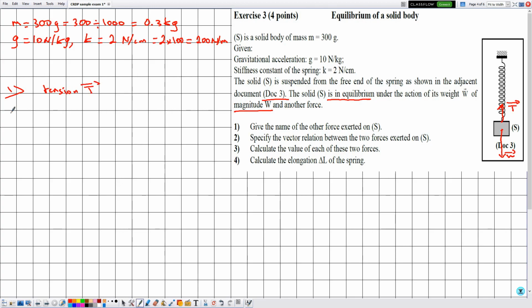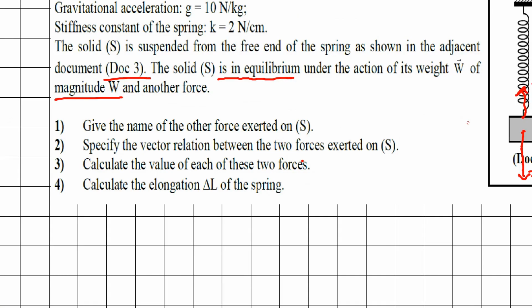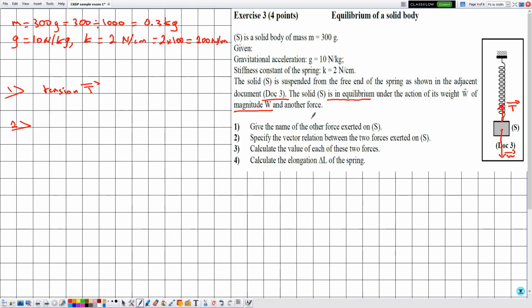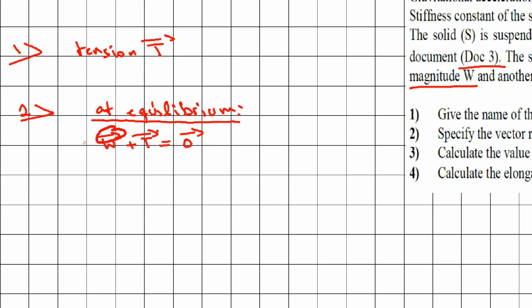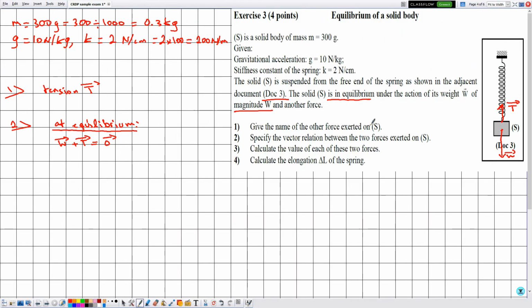Now number 2, specify the vector relation between the two forces exerted on S, knowing that the solid S is in equilibrium. Then as a title we will write: at equilibrium. How do you apply this condition? Always on the left we write the sum of forces acting on the solid S, given by the weight plus the tension. On the right-hand side of this equation we write the zero vector, corresponding to the condition of equilibrium. We don't forget vectors on these three quantities, especially the zero, because this is a vector relation as they mentioned. Now moving T to the right-hand side, W vector is equal to minus T vector.